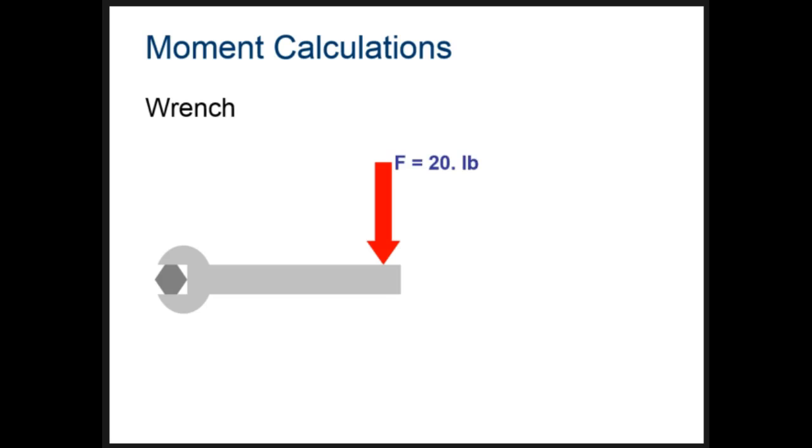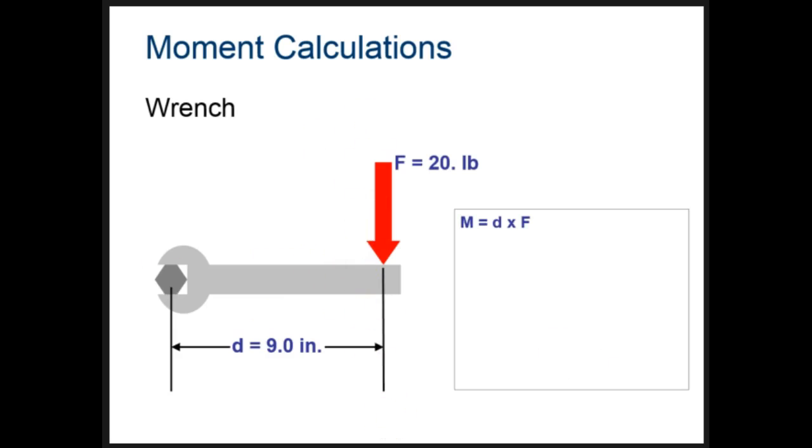So let's do a problem example. You should copy this down in your notebook and then work along with the video. Pause and rewind as you need. We have a wrench, it's 9 inches long, and we have 20 pounds of force out here at the end. So our formula is moment equals distance times force, 9 times 20. And it says to use this, and I'm going to show you another way to do it.